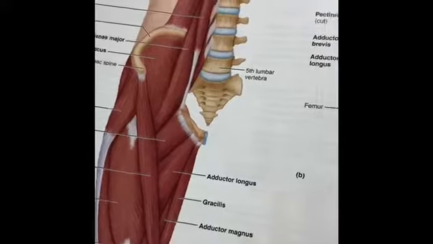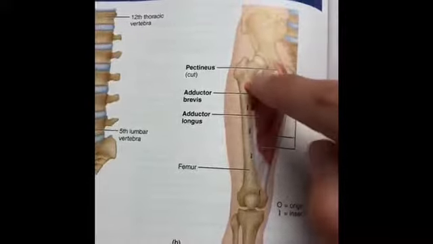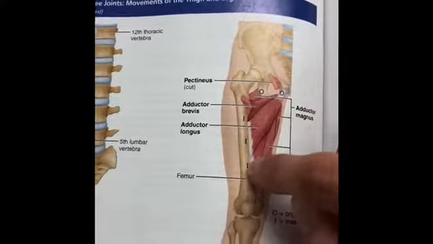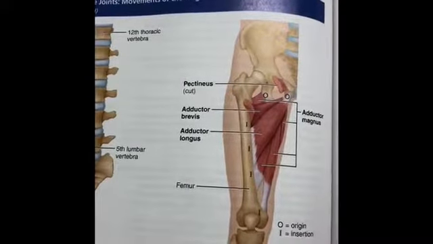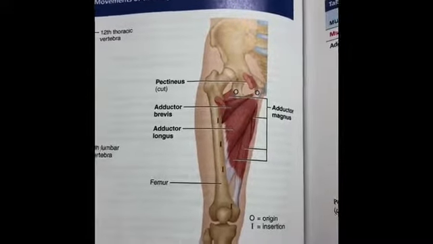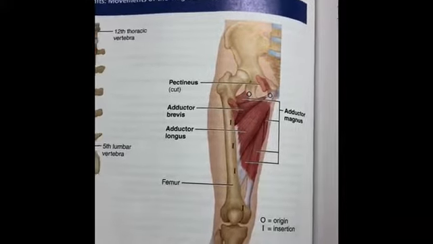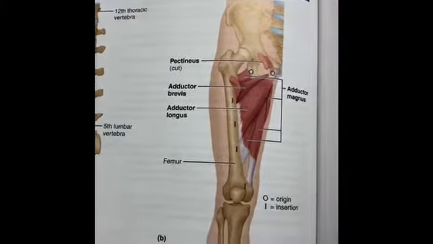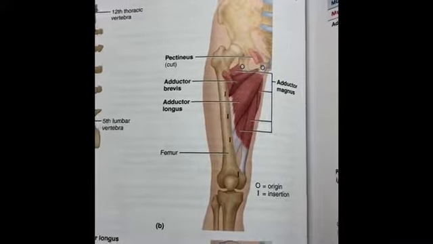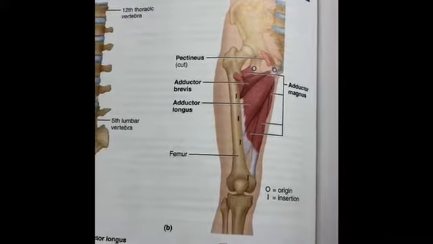The next muscle is the adductor magnus, and those are these muscles right here. And the origin is the ischial and pubic rami and ischial tuberosity. The insertion is the linea aspera and adductor tubercle of femur. The action is that it adducts and medially rotates and flexes the thigh, and it also helps with thigh extension.